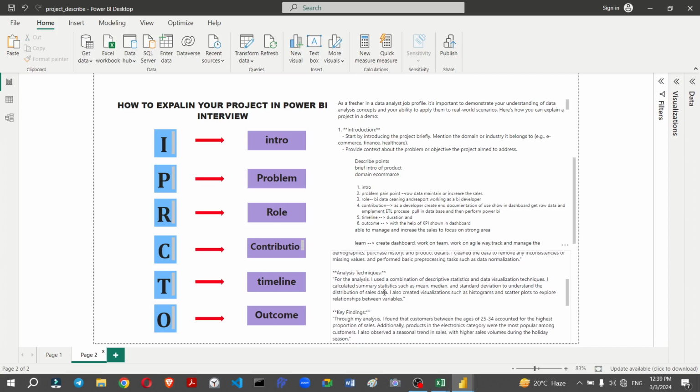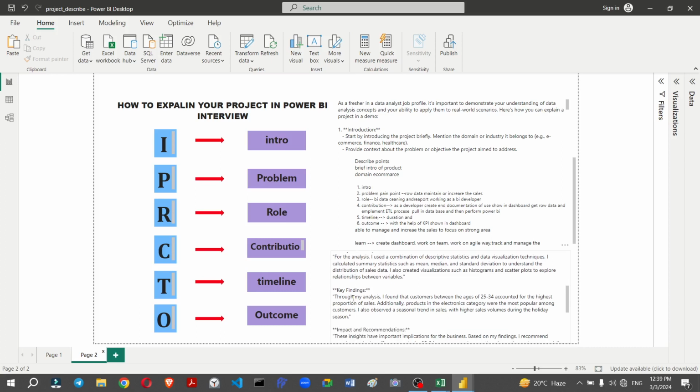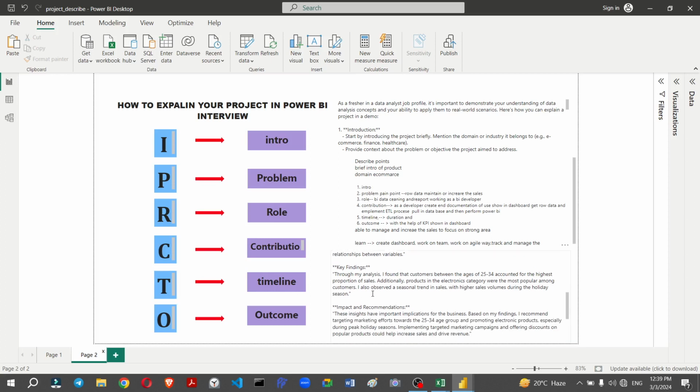After that, you have the timeline: when to start the project and when to end it. The project took one month to complete overall. And what is the outcome? You define the outcome with the help of business KPIs. We create a dashboard where they can manage their data and increase sales, focus on the strong areas, or discard or add new items to experiment on the data set. These are all the things you can include when you describe your project in an interview.